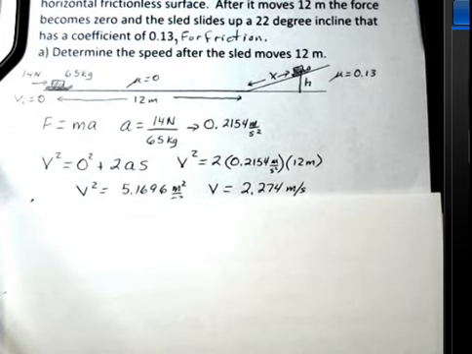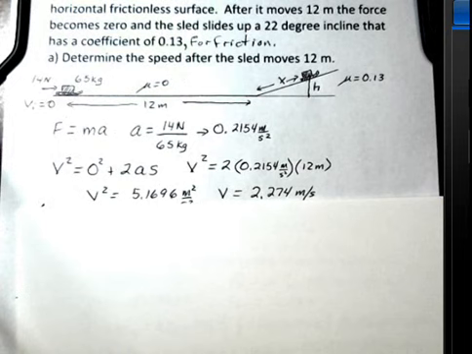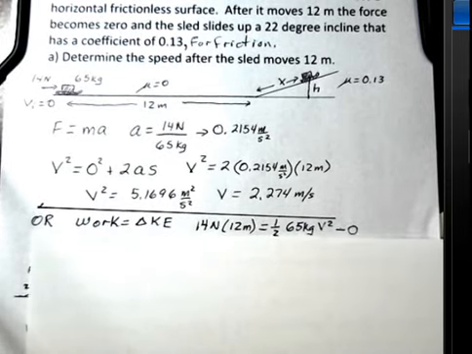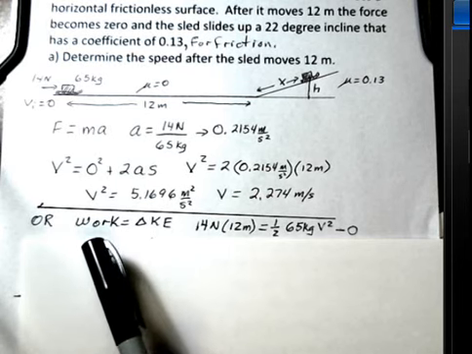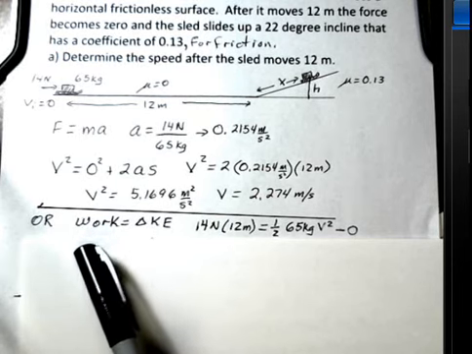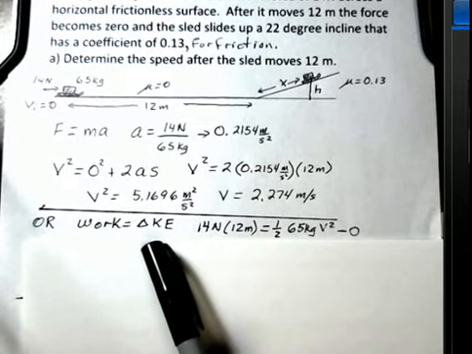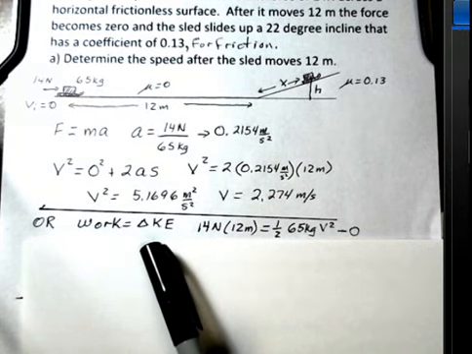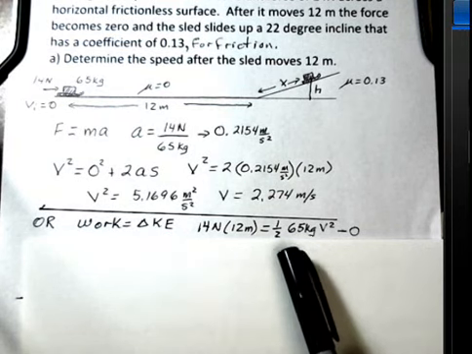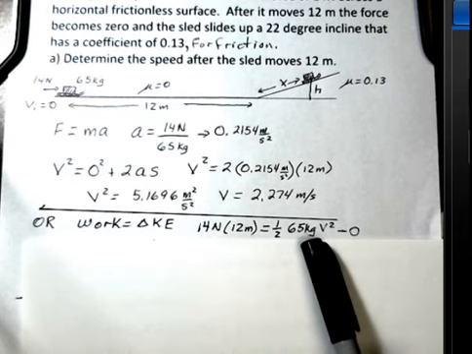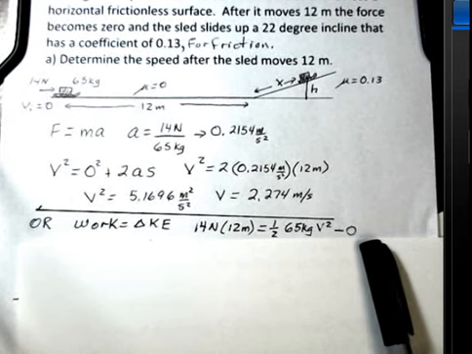Is there another way to solve this problem other than the kinematic equations? And the answer is yes. We can use the concept that work done on the object is equal to its change in kinetic energy. We have a constant force here and the distance given, so we can use work is force times distance. And we have no change in the potential energy, so all the work is going to kinetic energy. And the kinetic energy is 1/2 mv squared. The change in kinetic energy is the final kinetic energy minus the initial kinetic energy.